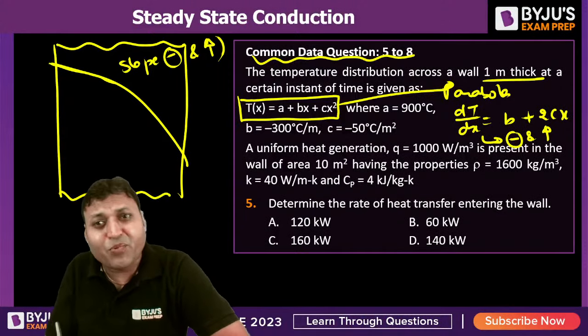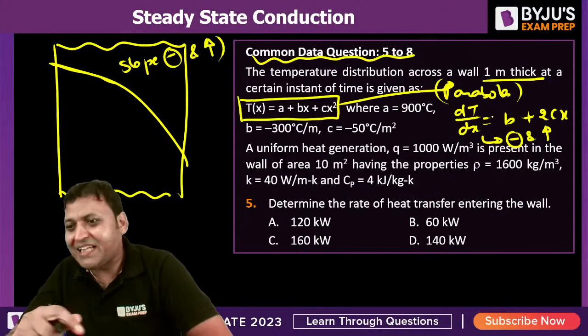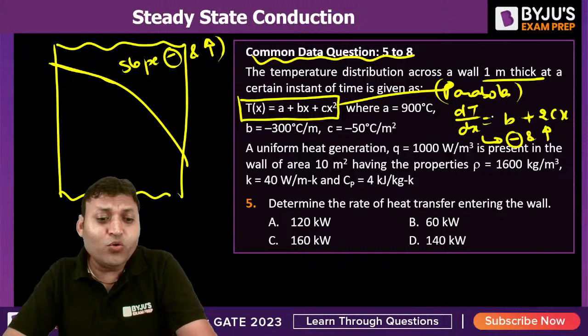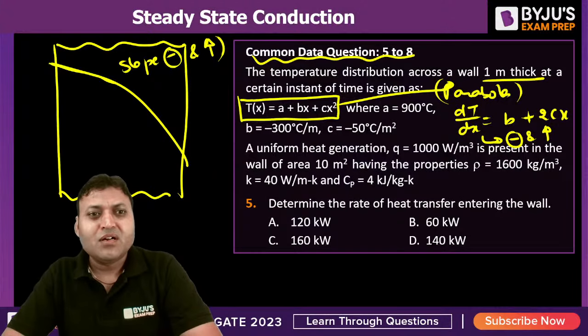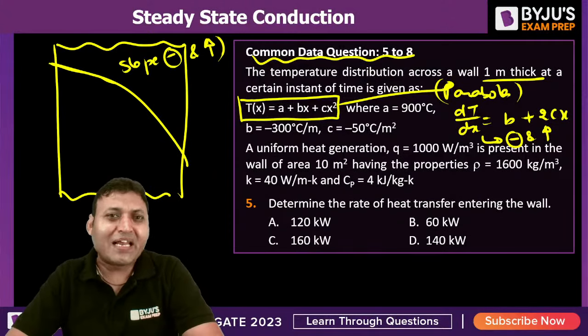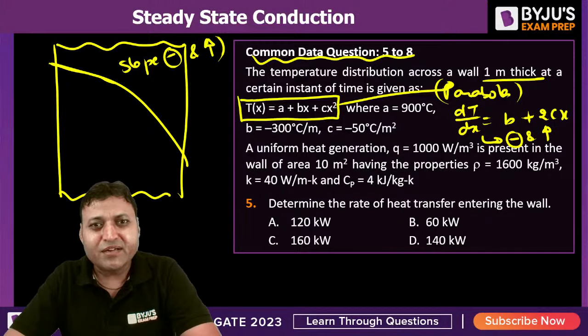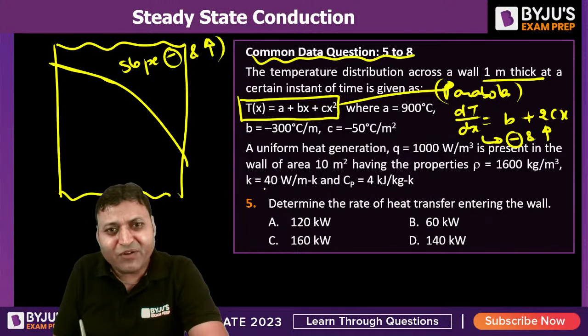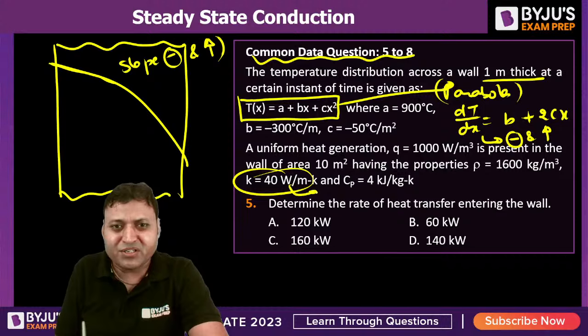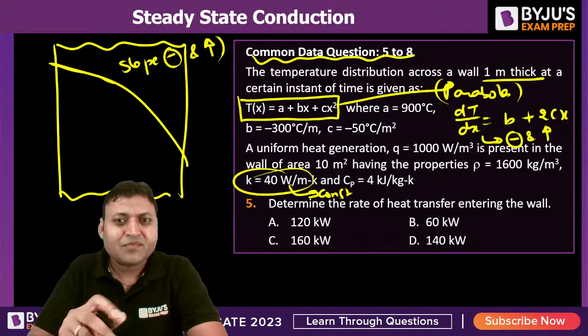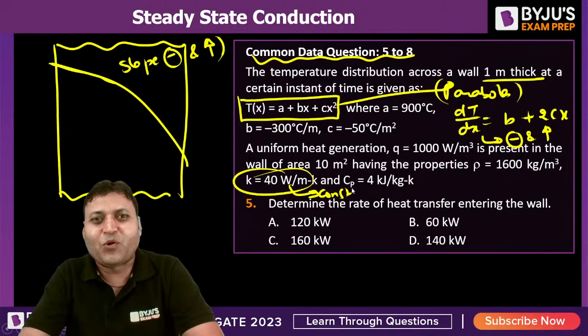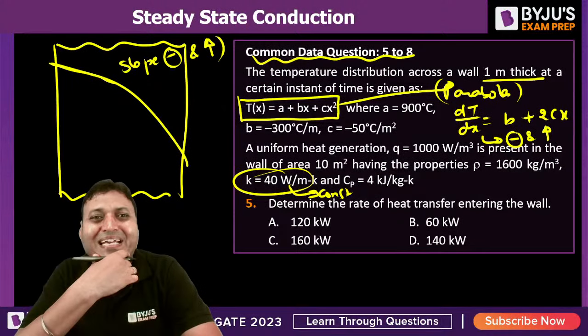And why is the temperature profile parabolic? There are two situations because of which the temperature profile can be parabolic. One is because of variable thermal conductivity, but here the thermal conductivity is given constant. Another situation where the profile becomes parabolic is due to heat generation.